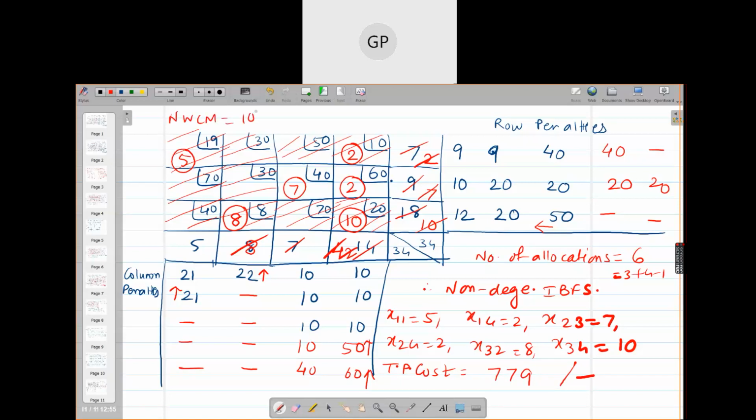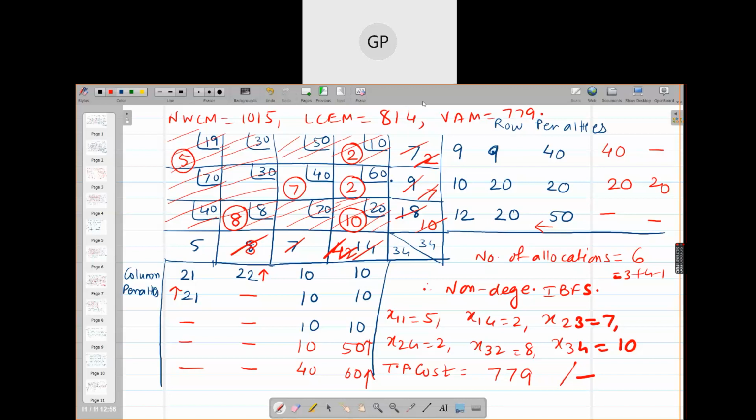NWCM 1015, LCM 814, VAM it is 779. So there is a significant reduction. So one should always prefer VAM over these two methods. The solution which we get using VAM might be an optimal solution which you need not improve further. These are just initial basic feasible solutions. These are not optimal solutions. You understand that?